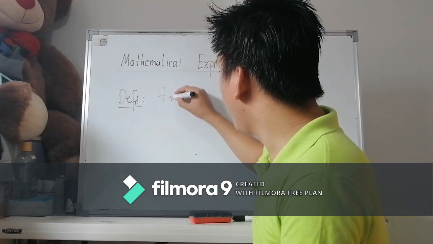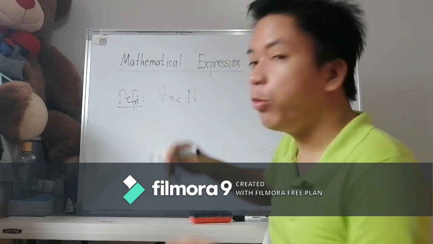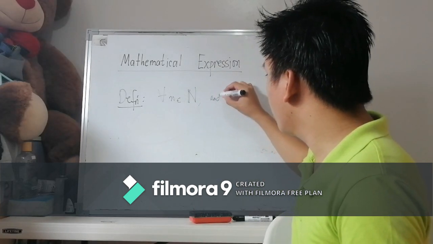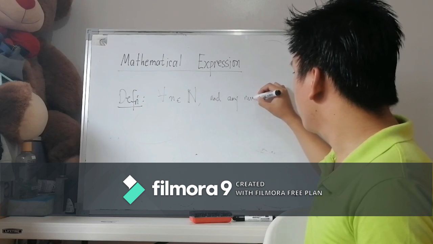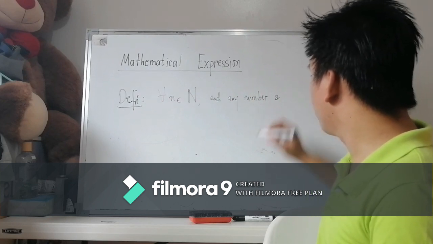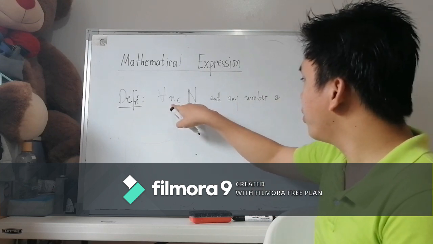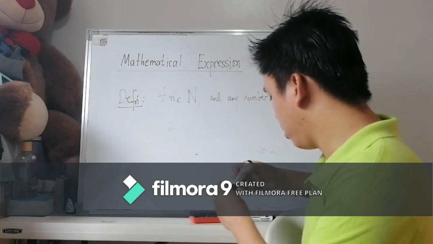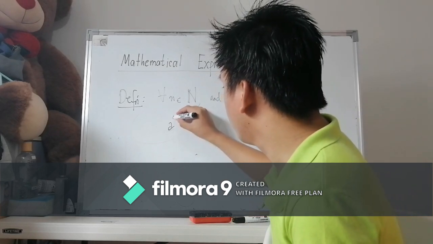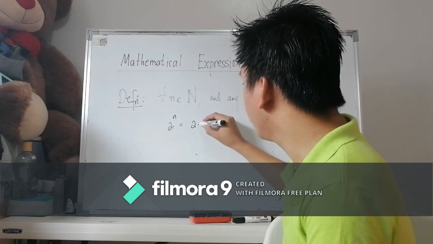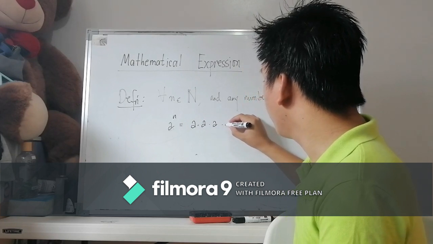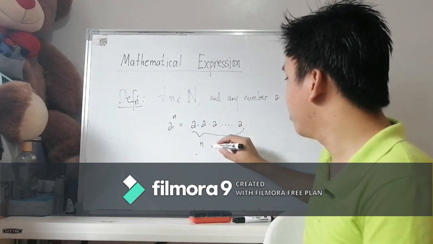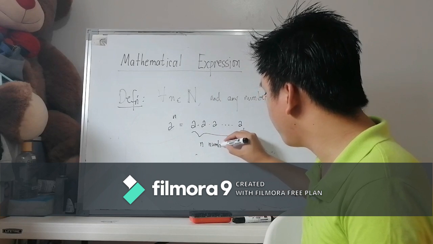For every n an element of the natural numbers, which means for every natural number n and any number a, where a refers to a real number, a to the n is equivalent to a times a times a times a, composed of n number of a's.